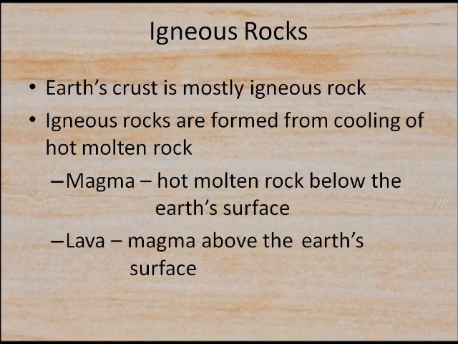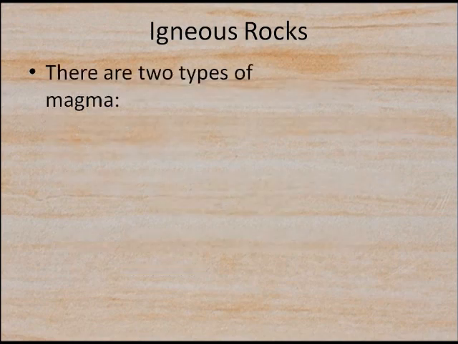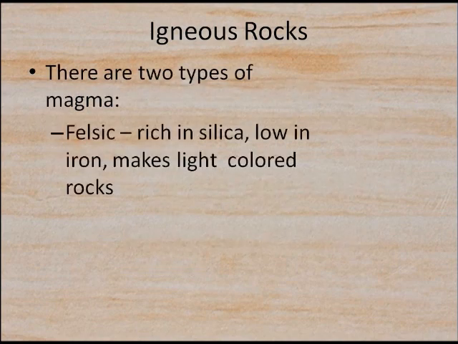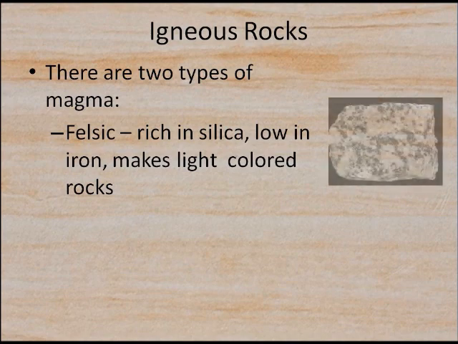So you can think of it as the same thing, we just give it a different name depending on where it's found. If it's in the Earth, it's magma. If it's on top of the Earth, it's lava. But it's all melted molten rock. Now there's two types of magma. One called felsic. It's kind of a funny name, but it's easy to say, felsic. It's rich in silica and low in iron, and it makes light colored rocks, like granite.